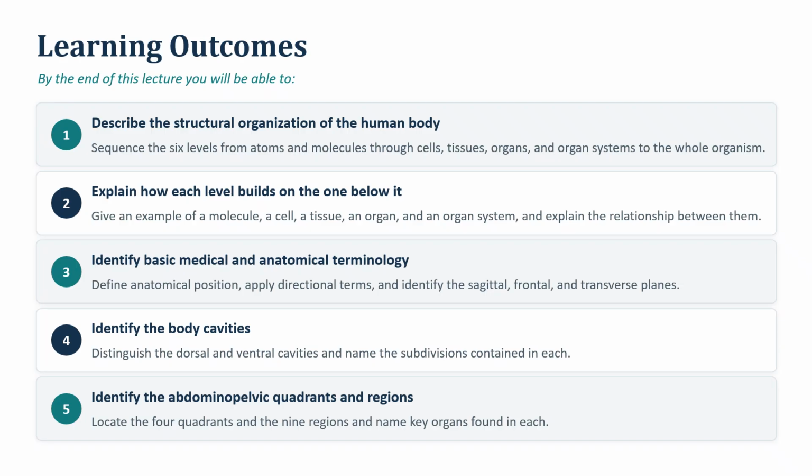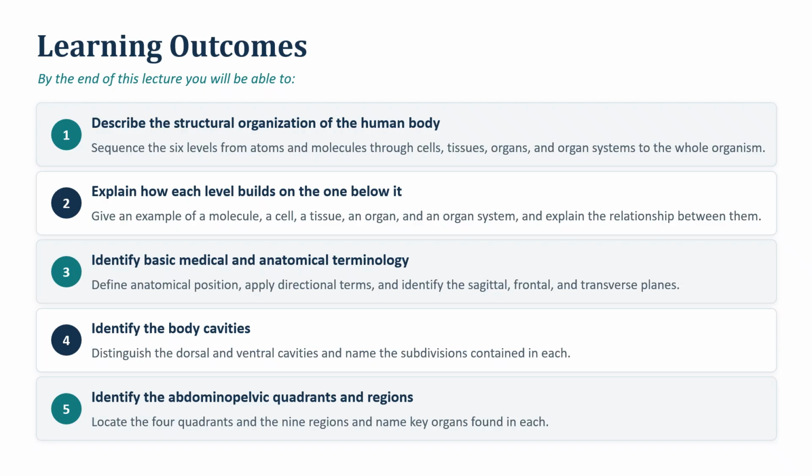Outcome 3 covers terminology. Medical language is precise for a reason. When two providers use the word distal, it has to mean exactly the same thing to both of them, no matter which way the patient is lying on the table. Anatomical position is the reference point that makes that possible. Outcome 4 is body cavities. You will need to know the dorsal and ventral cavities and everything inside each of them.